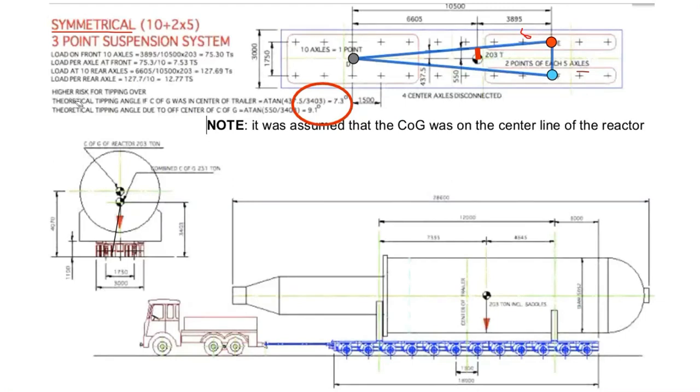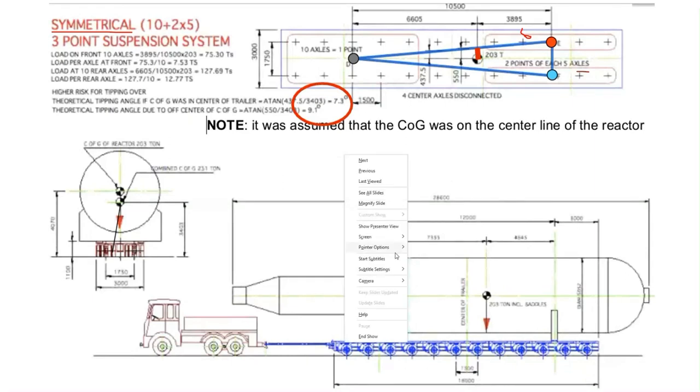Higher risk for tipping over. Theoretical tipping angle of COG center. If we see here, this 403 is the height from the ground where the COG is, and the distance is here. You can see 550. All right, so 550, tan theta of 5. Here I can see actually what happens.